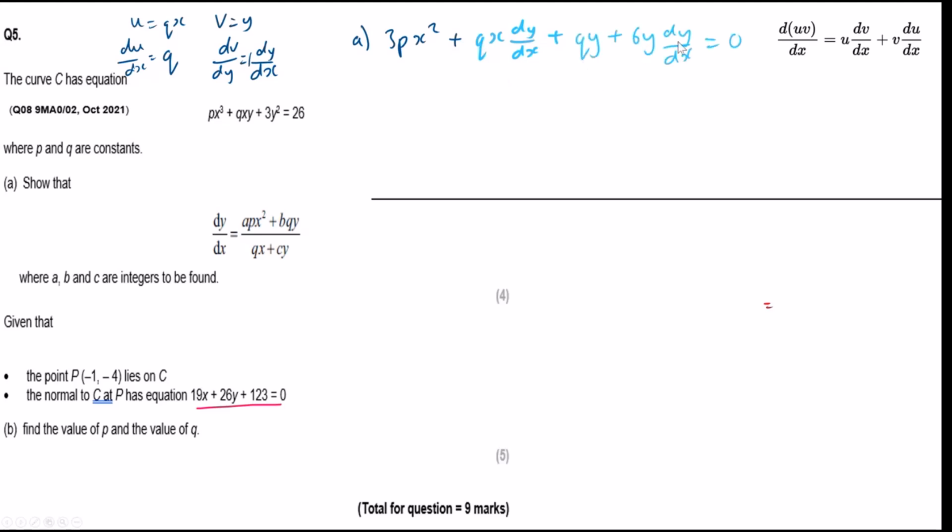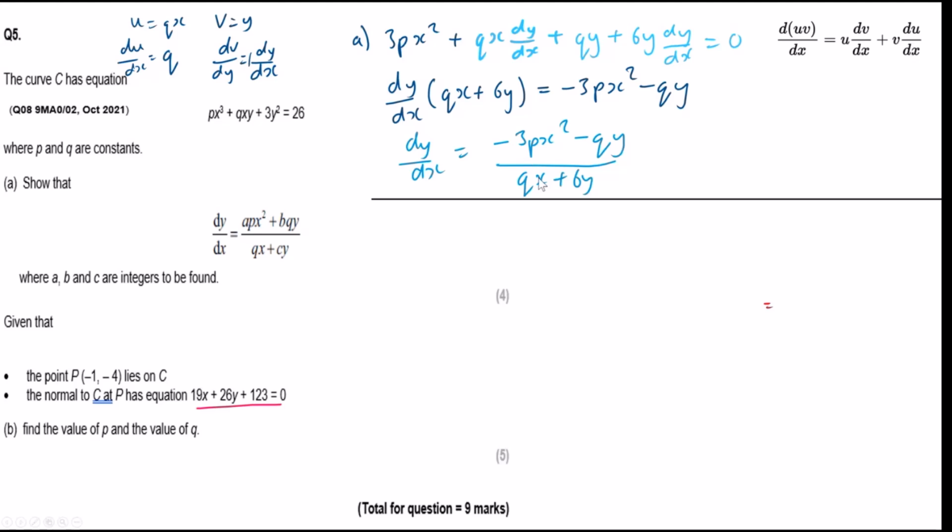Now this 6y dy/dx is for this. Remember, differentiating 26 is 0. We group our dy/dx terms. So I've grouped this here, and I've brought the 3px squared and the qy over to the other side. Now this, you can see we're on the right track because that looks exactly like this. And obviously our last step, we divide out by our qx and 6y.